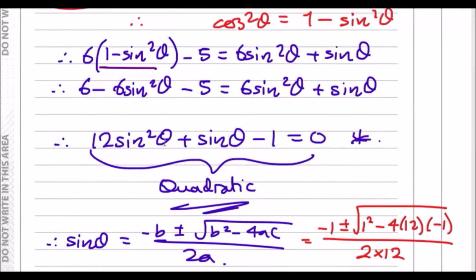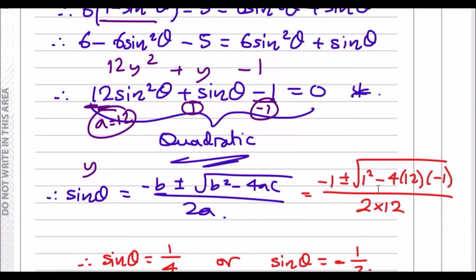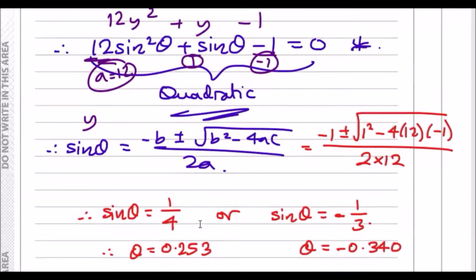And now from here, to solve this directly, just think of this as 12y squared plus y minus 1. So think of this one as y. Using the standard formula, replace your a, b, and c values. So in this case, a is 12, b is 1, and c is minus 1. Okay, and then plug into the formula, and you should get something like this. So sine theta is a quarter, or sine theta is minus a third. Then when you sine inverse both of these, you should get 2 solutions.